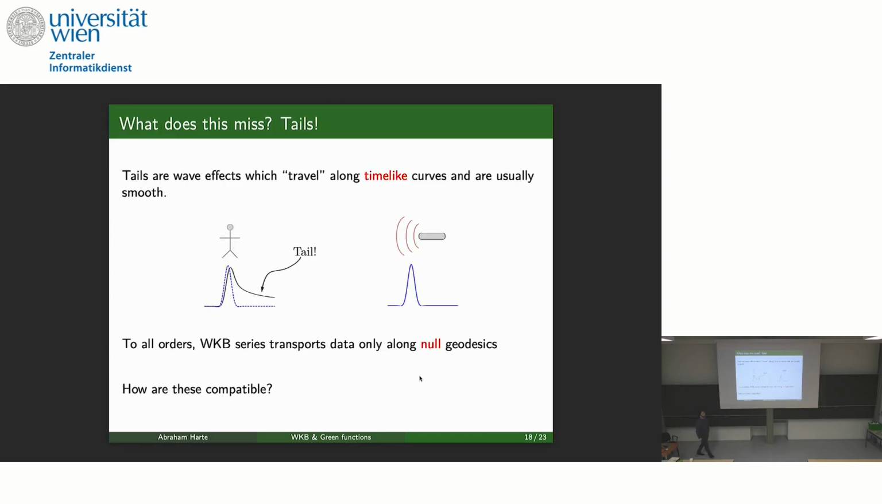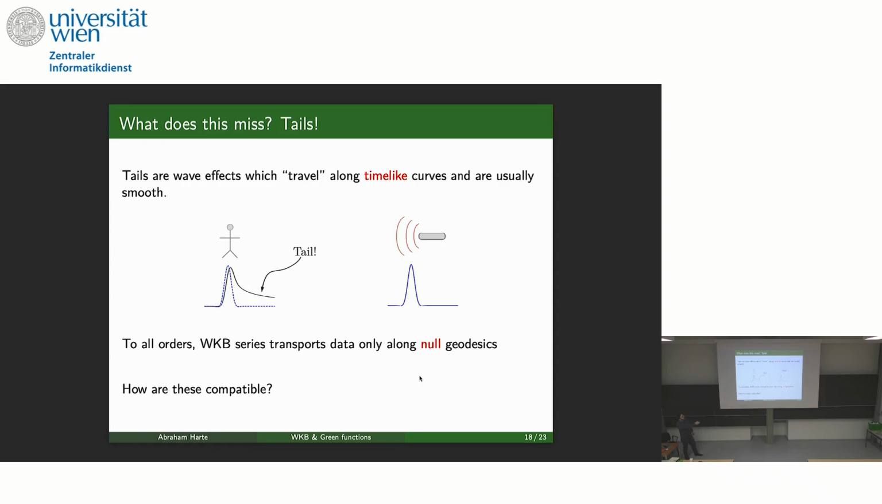All right. So what does this miss? It misses these things called tails. So tails are a wave effect. Tails are basically things where information propagates not only along null geodesics, but along time-like geodesics. So information propagates inside of light cones.